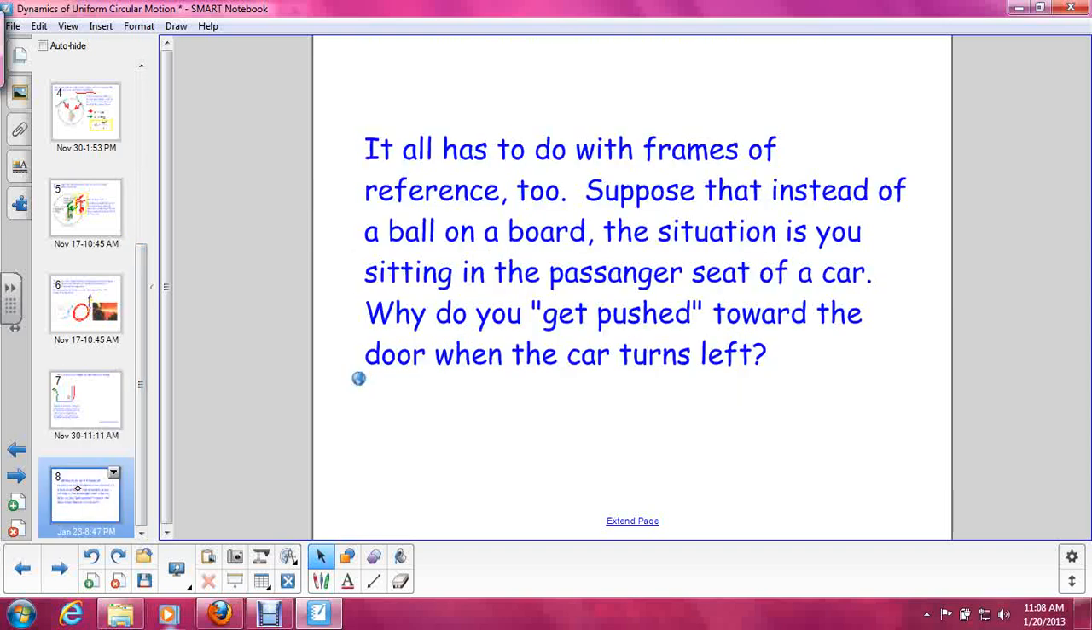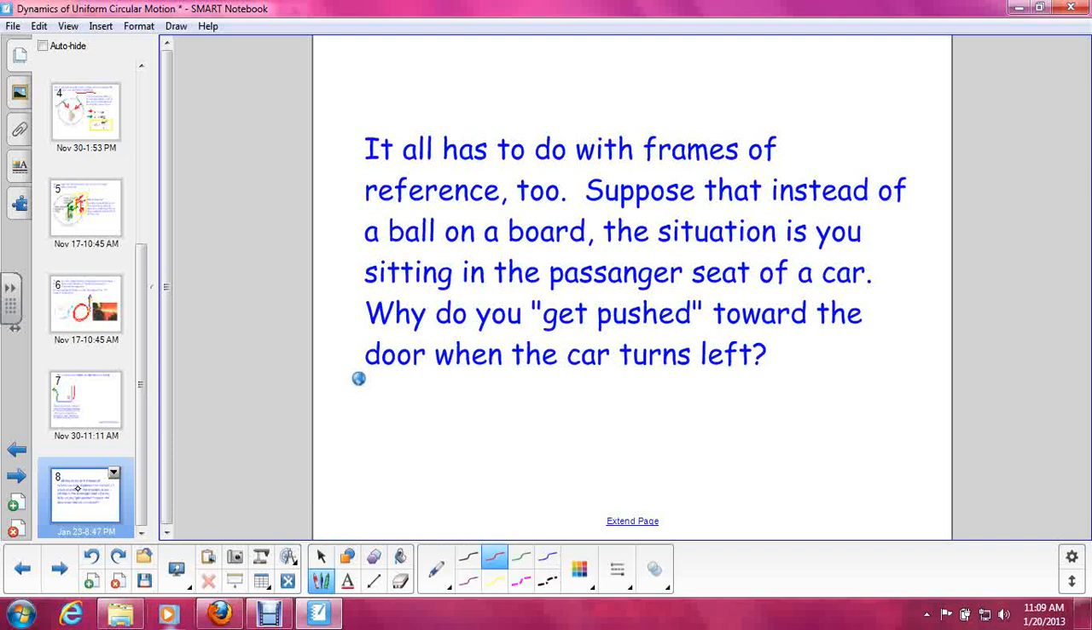So this all has to do with frames of reference. And we've talked about frames of reference. It's your point of view from which you are observing an event. So suppose that instead of a ball and a board, the situation is you sitting in a car and you get pushed toward the door when the car turns left. So we've all been in a car before, we've all felt this. As the car goes around a turn, you feel like you get pushed to the outside.